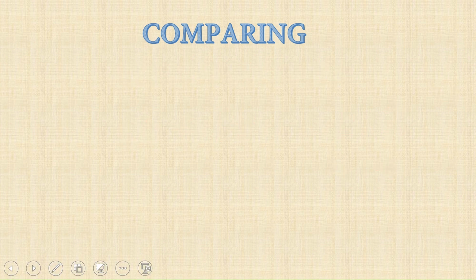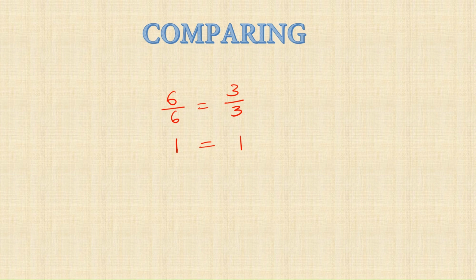Now we will practice a few more questions. Consider we have to compare 6 upon 6 with 3 upon 3. When we have such a question, we can directly see that both numerator and denominator are the same, which means this fraction is a whole number 1, and 3 upon 3 can also be written as a whole number 1. Both are equal, 1 equal to 1. So these two fractions are also equal to one another.